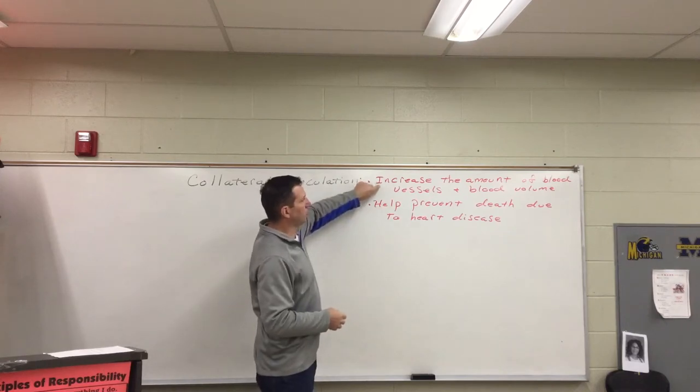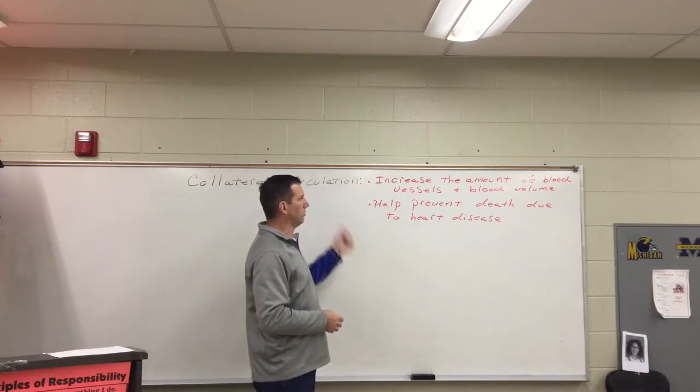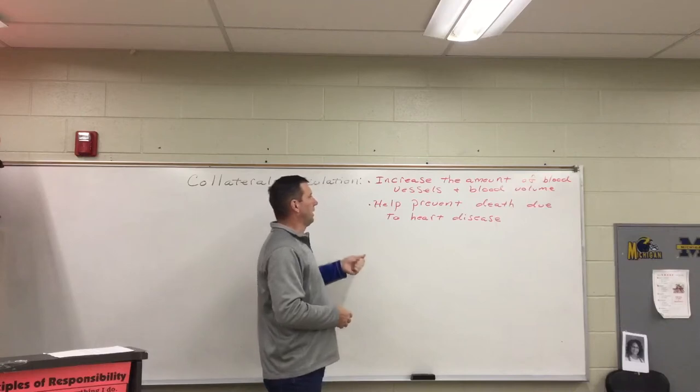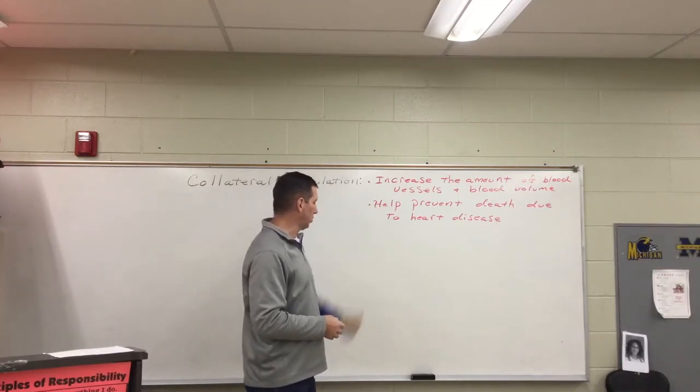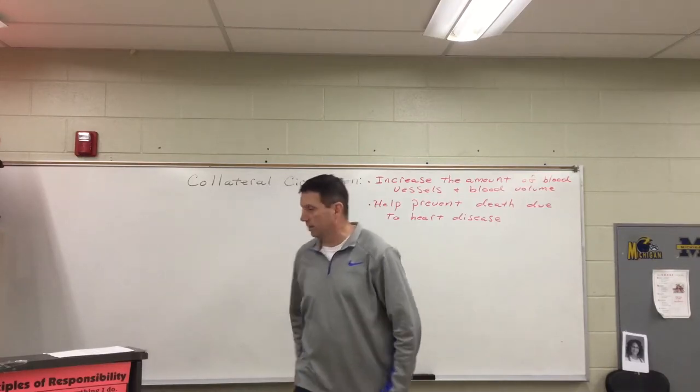But I want to talk about collateral circulation here for a second. All right, it's the increased amount of blood vessels and blood volume, and it helps prevent death due to heart disease. And here's the reason why. Let me grab a marker here.